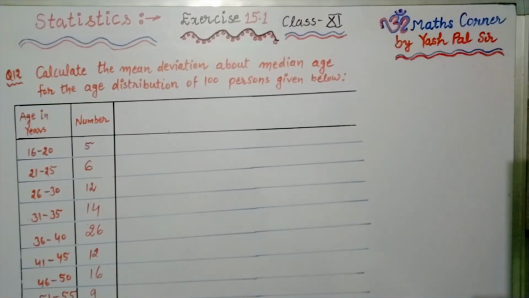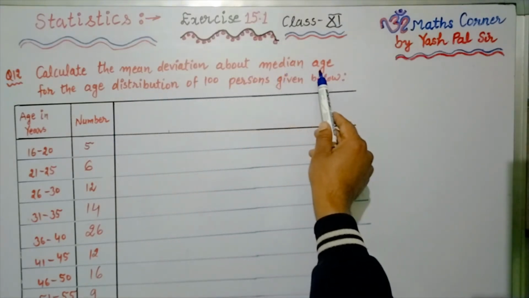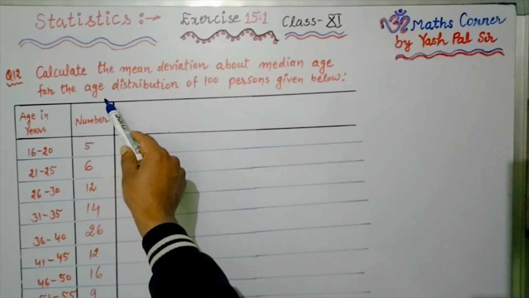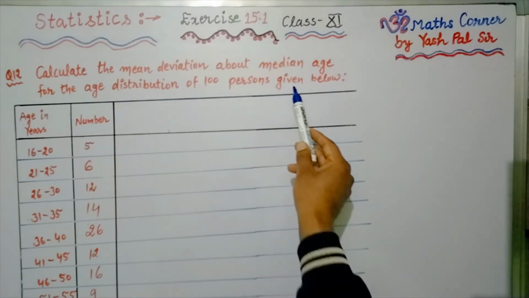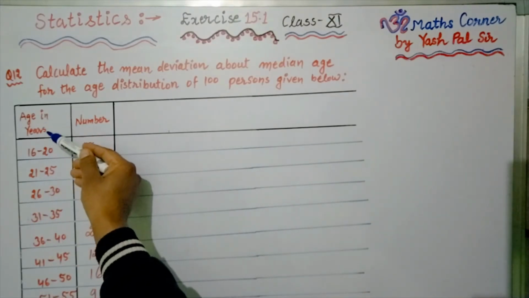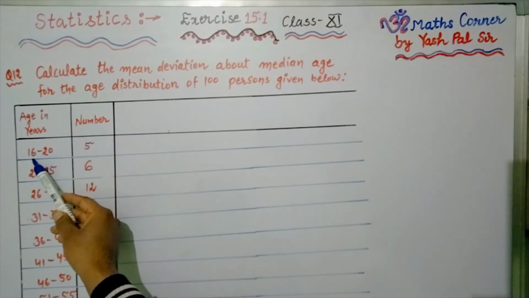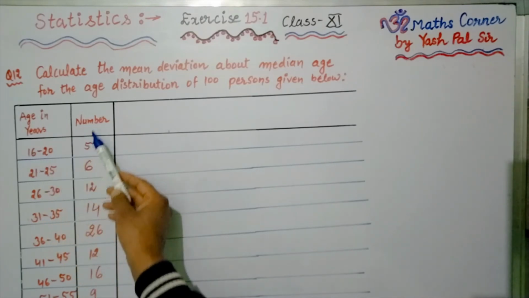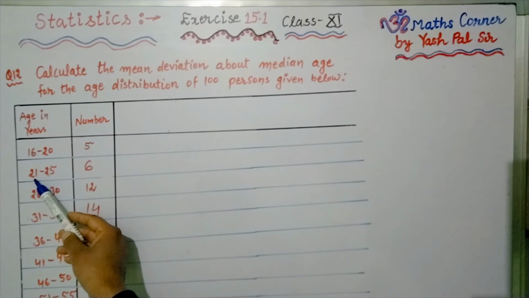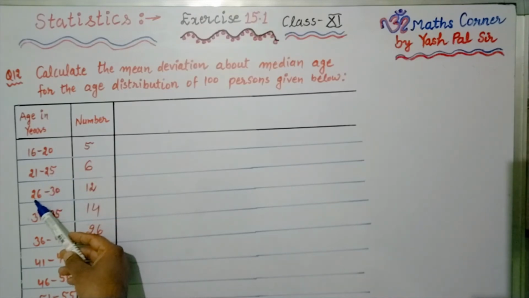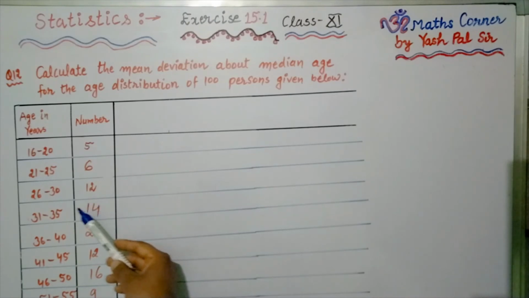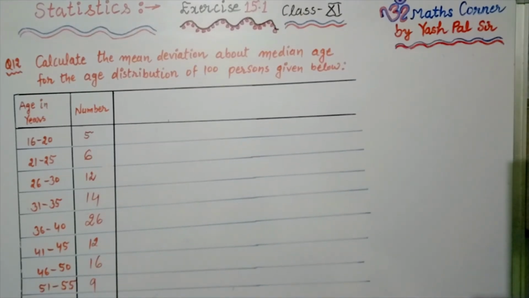Okay, so this is question number 12, the last question of exercise 15.1. Calculate the mean deviation about median age for the age distribution of 100 persons given below. Age is given in years. 16 to 20 years, 5 people. 21 to 25 years, 6 people. 26 to 30 years, 12 persons. 31 to 35 years, 14. This is the data which is given here. Now what is the question? Find the mean deviation about median.